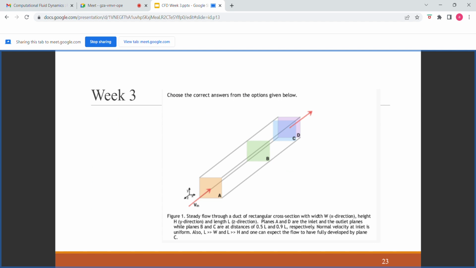In the week 3 problem, another different case was given. A fluid is flowing through a rectangular duct where A and D are the inlet and the outlet planes, and B and C are planes in between, where B is at the midpoint, that is 0.5 times L, whereas C is at 0.9 times L. It is given that one can expect the flow to be fully developed by plane C. So this is the case given.